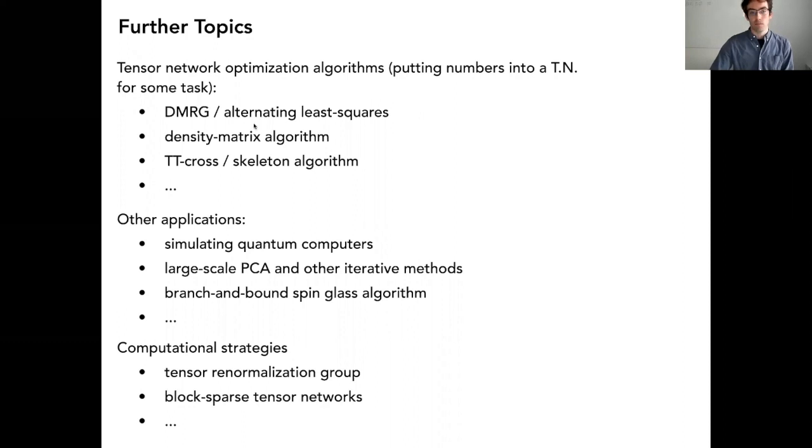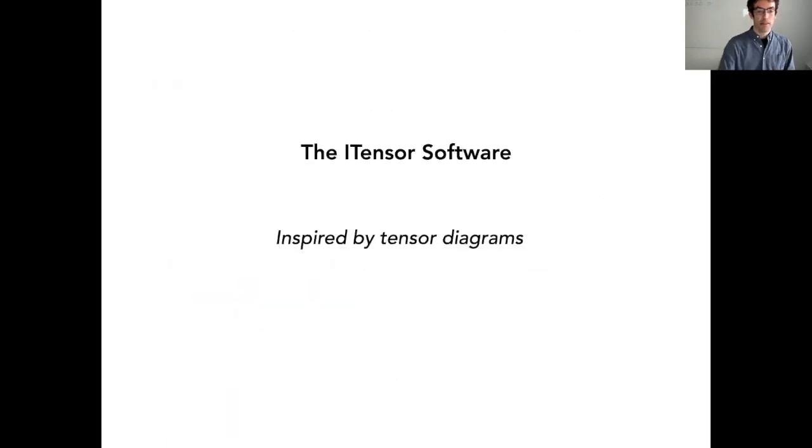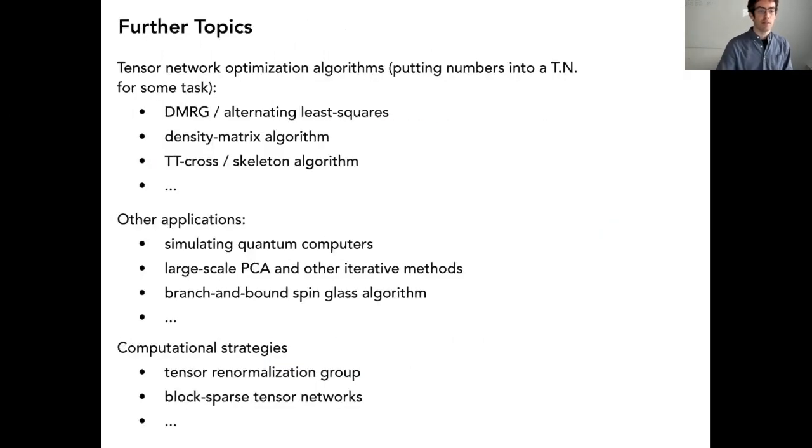But then there's all these other ways of, say, optimizing a tensor network. For example, if I want to bring it to be close to some function that I can evaluate at points, then there's multiple interesting algorithms to do this. DMRG, which is a version of alternating least squares with adaptivity. This one called the density matrix algorithm, that's very interesting. And there's this one called TT cross, and a variant of that one is a very, very elegant algorithm too. Many other applications like simulating large quantum computers efficiently, large-scale PCA, branch and bound strategies to figure out low-energy configurations of spin glasses. Then there's all these interesting computational strategies to actually contract the networks, like tensor renormalization group.